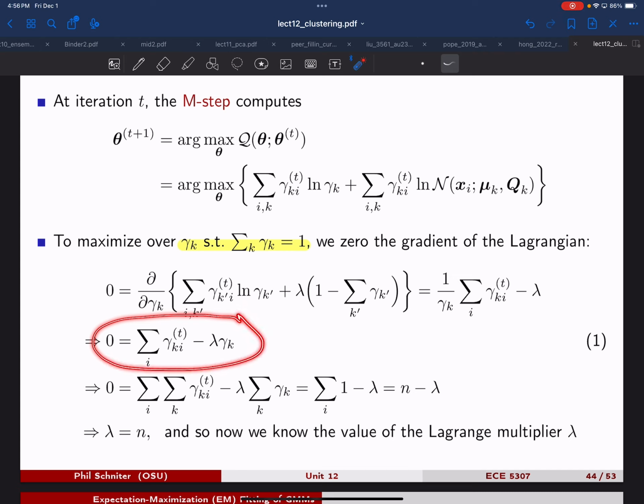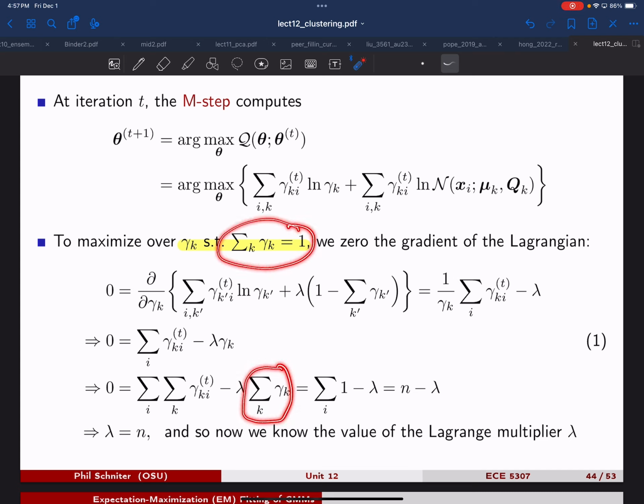Now we know this holds for all indices k, so that means it must also hold if I sum over all indices k. So summing over k, we get this term and this term, but now we can use this trick where we know that the sum over the gamma k's must be 1. So basically we can just replace this with 1.